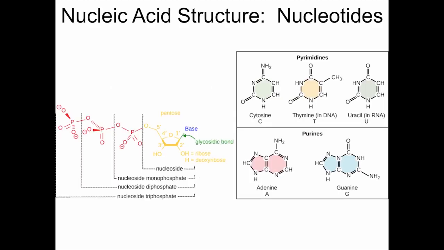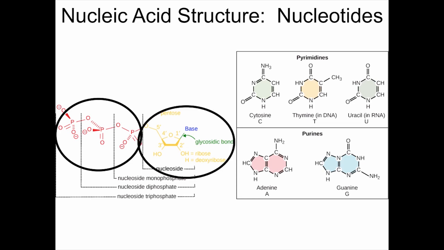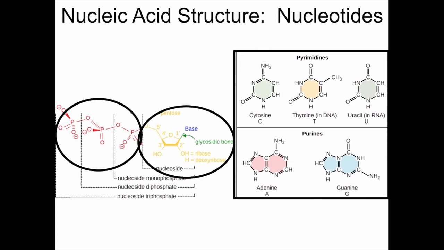Nucleic acids are composed of nucleotides, and nucleotides are composed of three parts: a phosphate group, a 5-carbon sugar, which is deoxyribose in DNA or ribose in RNA, and a nitrogen base. There are two classes of nitrogen bases, purines and pyrimidines. Purines have a double ring structure, while pyrimidines have a single ring structure. Note that RNA contains the pyrimidine uracil rather than thymine.